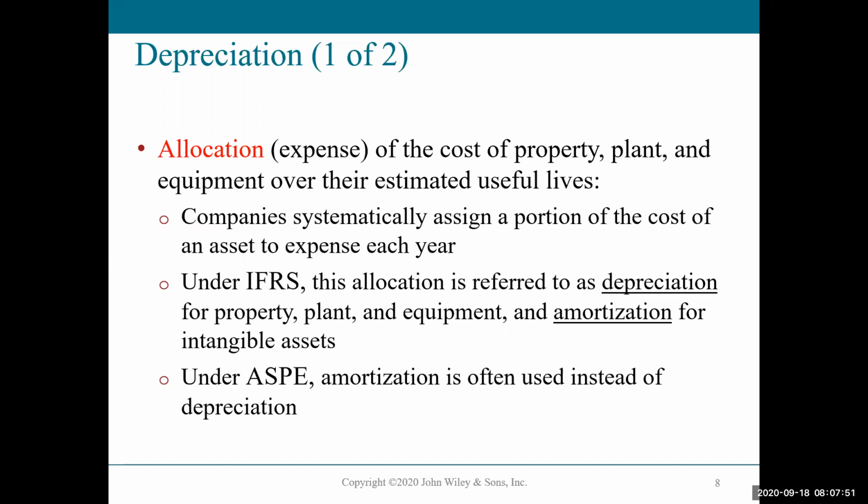So under IFRS, this allocation is referred to as depreciation for physical assets and amortization for intangible assets. Under ASPE, amortization is often used instead of depreciation. Okay, so just different terminologies, but ideally the concept is still the same.